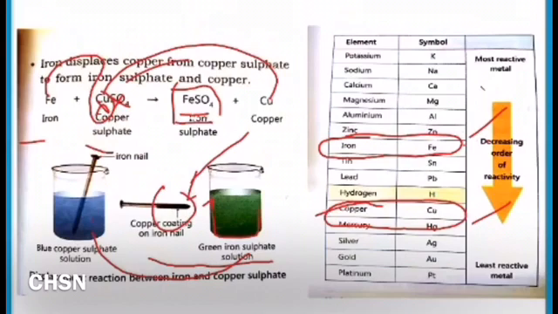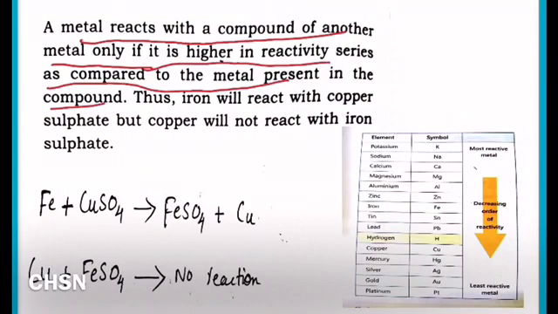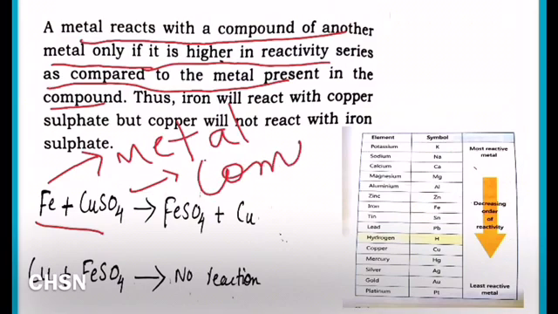And how can we know the displacement reaction is possible? By checking the reactivities of metals. Next, an important point related to this displacement reaction: a metal reacts with a compound of another metal. In this case we have discussed only displacement reaction by metals. That is, a metal reacts with a compound of another metal only if it is higher in the reactivity series as compared to the metal present in the compound. There are two reactants in a displacement reaction. One of them is a pure metal, not a compound, it is metal only. But the second reactant is an ionic compound, or we can say a compound of another metal.